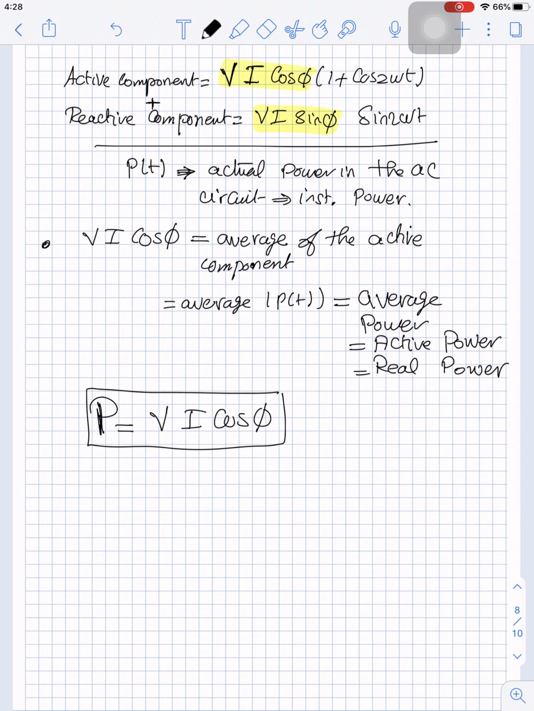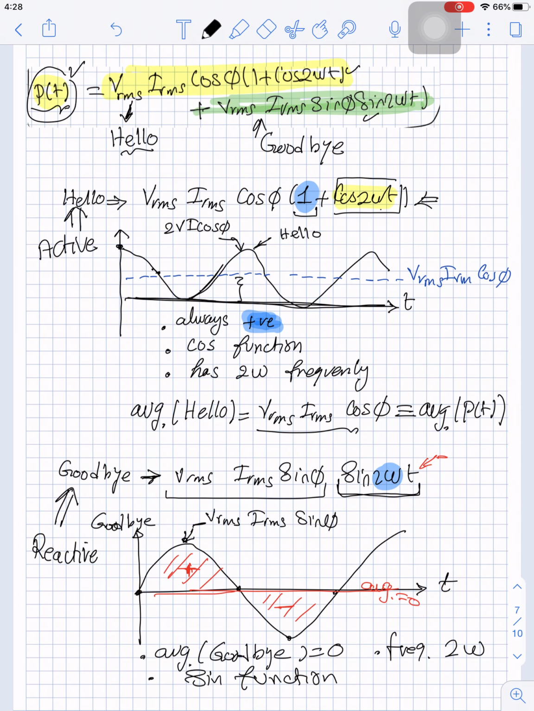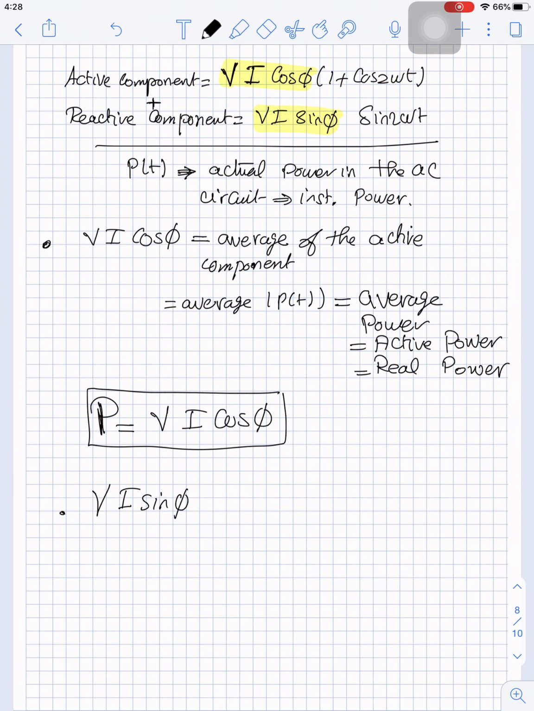Now let's do the same for the second term here, Vi sine phi. So what is Vi sine phi? If we go back, Vi sine phi is the peak of this component. So Vi sine phi is the maximum of the reactive component. And we said that the reactive component is not useful. It's an interaction. This is an energy going back and forth. That's why we will call this power the reactive power.